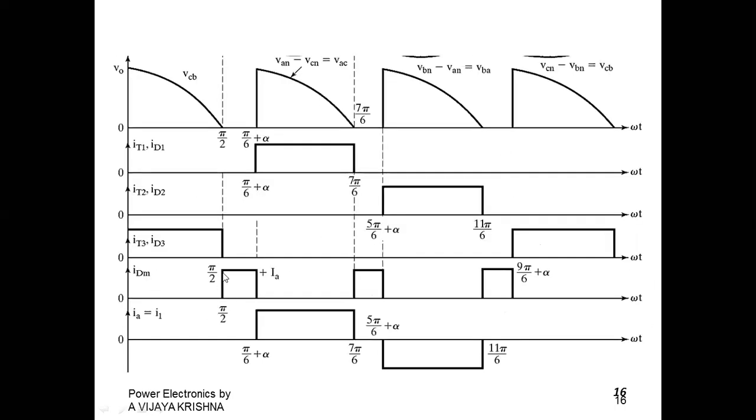Pi by 2 plus IA, at pi by 2 value, up to pi by 6 plus alpha. If you observe here, 7 pi by 6, 7 pi by 6 plus 5 pi by 6 plus alpha. Okay, like that.